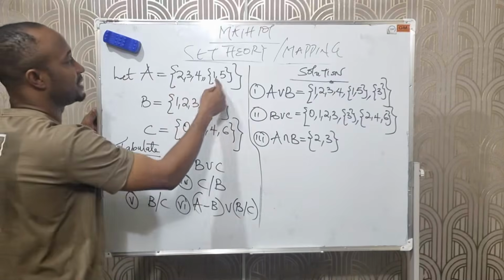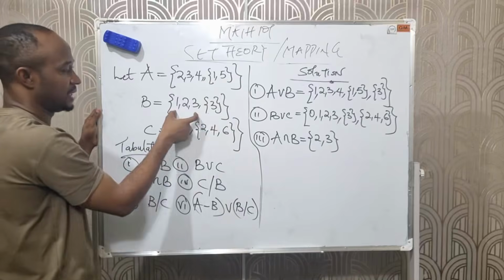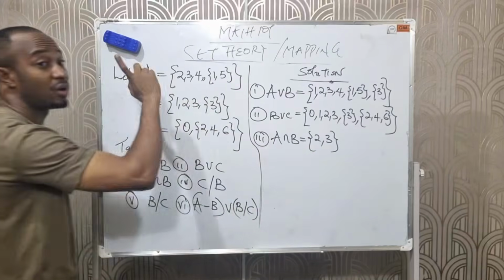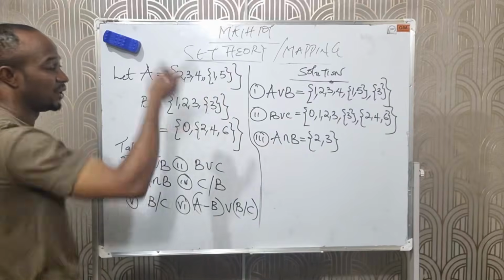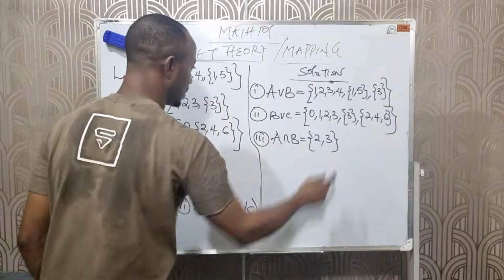Suppose we have this set 1 and 5 here, also here. Then I'll bring it out as common elements. But since we only have it here, and it's not here, the only common elements are 2 and 3.